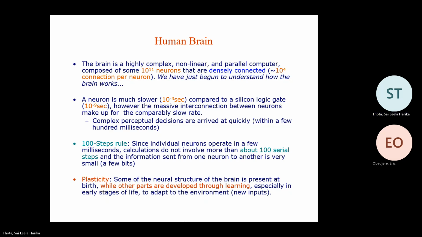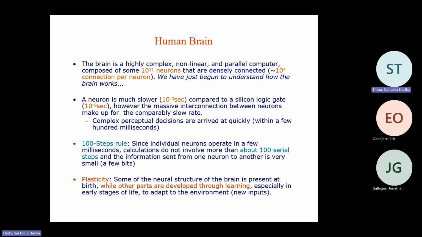If you consider a simple neuron, basically the neuron is much slower. The performance of the neuron is much slower compared to the performance of a silicon gate. A single silicon logic gate operates at 10 to the power of minus 9 seconds. But a neuron operates at 10 to the power of minus 3 seconds. So the performance of the neuron is very low compared to a silicon gate.